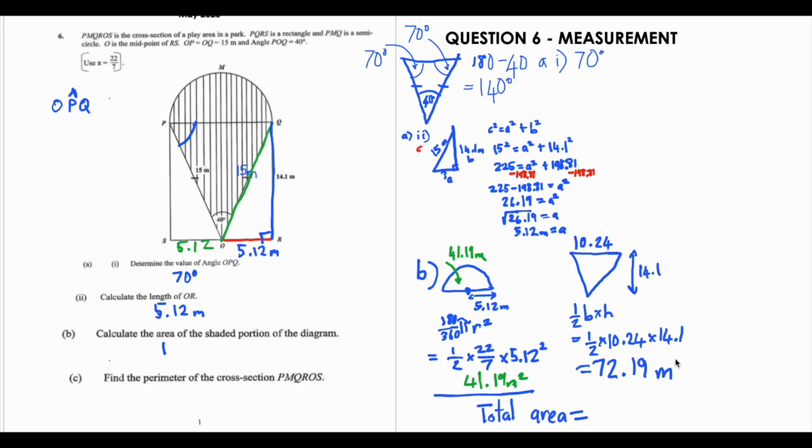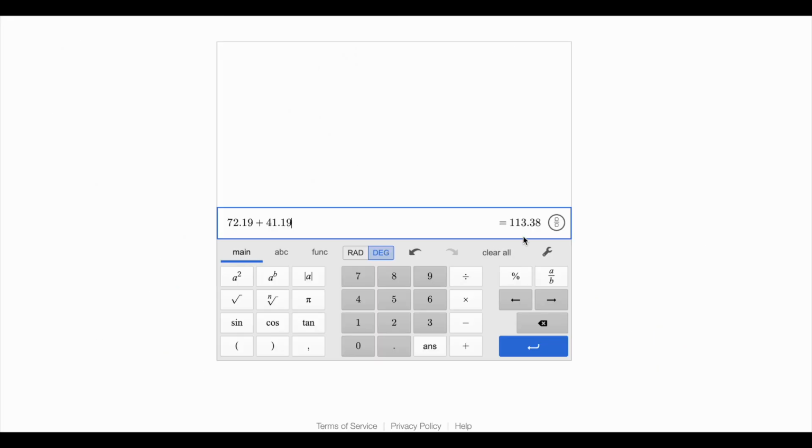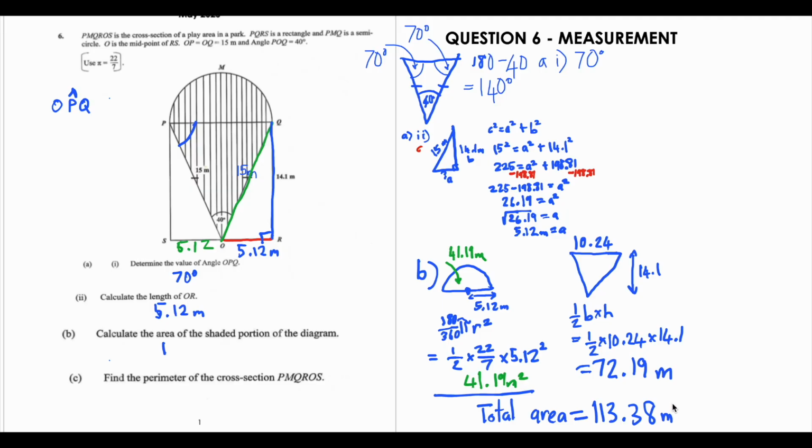So our total area will be 72.19 plus 41.19, which gives us 113.38, and that'll be meters squared. Alternatively, we could calculate the triangle using the sine concept of it. So half AB sine C.